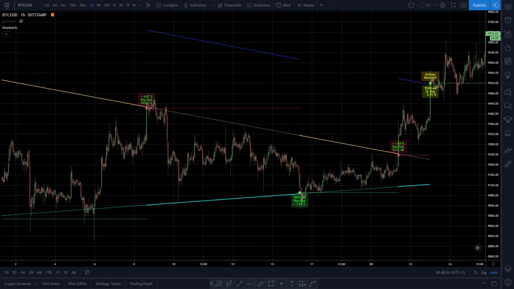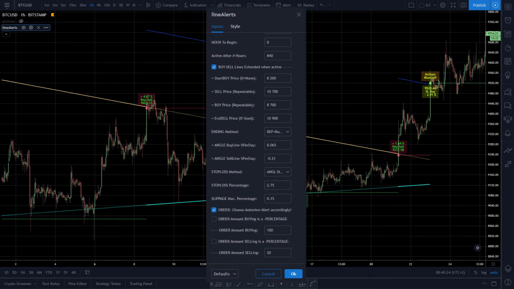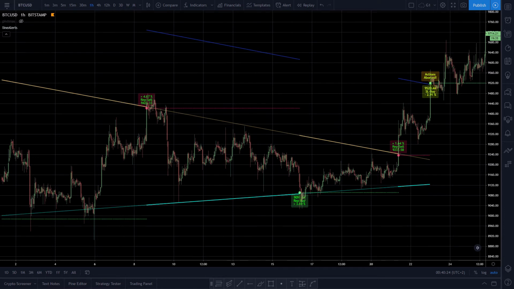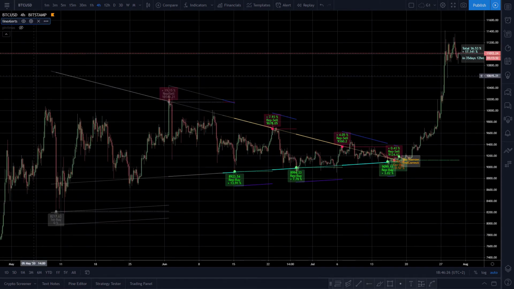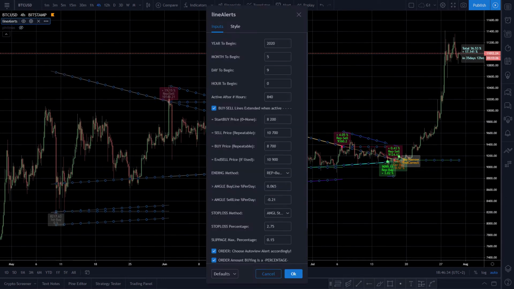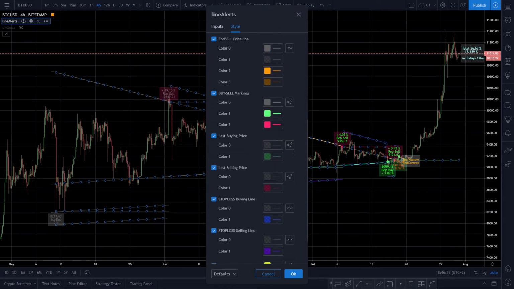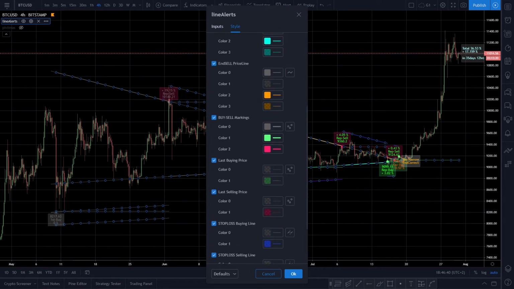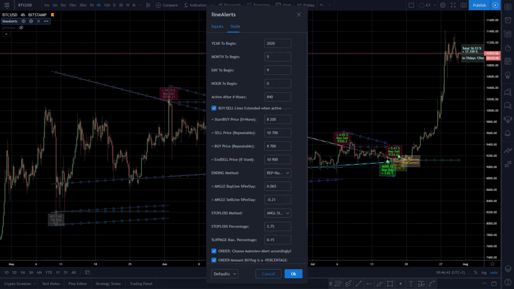Furthermore, lineAlerts provides full Autoview order automation, with separate order size entries for buying and selling, and a choice between a percentage or absolute amount for each. Clicking on the indicator's settings, the little gear wheel, will take you to the configuration. The graphic aspects of all lines and markings can be modified individually in the Style tab. All functional parameters can be found in the Input tab.